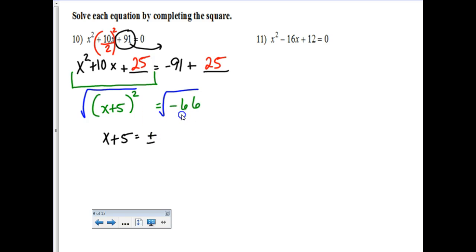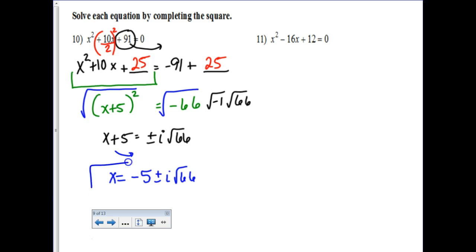Okay, let's think about 66 by itself for a moment. 6 and 11 are not perfect squares. I don't think it's broken down with any perfect squares. So all you need to do is think of it as negative 1 times 66. So we're going to write that as i times the square root of 66. But we're not quite solved because your last step would be to subtract this 5 over. So your solutions, the easiest way to write them would be negative 5 plus and minus i times the square root of 66. The location of the i can either be in front of the radical, it could also be behind the radical.